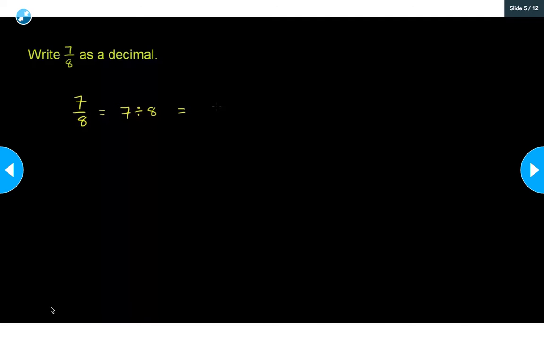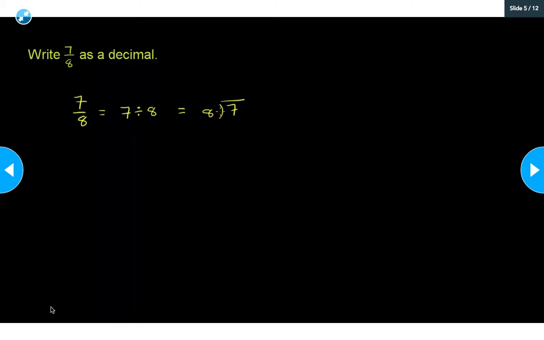Write 7/8 as a decimal. The main realization here is that 7/8 is the same thing as 7 divided by 8. These are all different ways of writing the same thing.